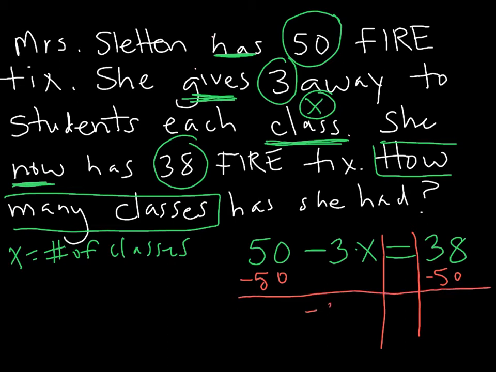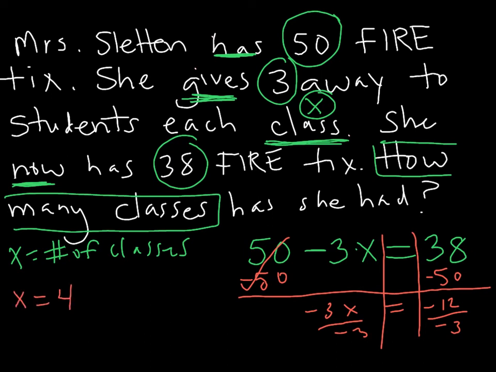So I end up with negative 3x equals, I'm going to use my calculator, 38 minus 50 is negative 12. So negative 3x equals negative 12. I'm going to divide by negative 3. Sorry, I'm getting off the page here. Negative 12 divided by negative 3 is 4. So x, I'm going to write it over here, equals 4.